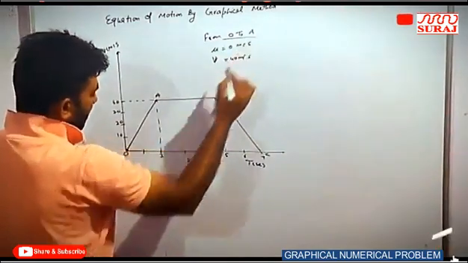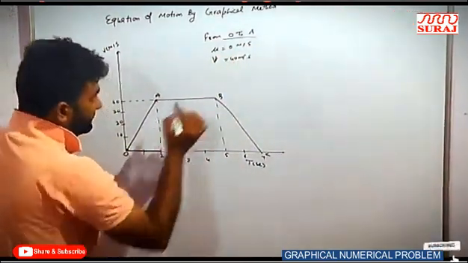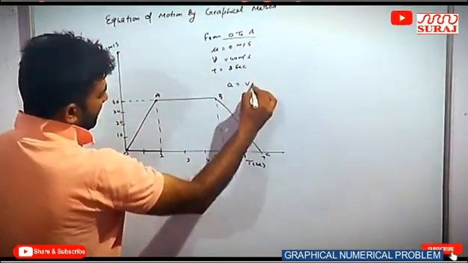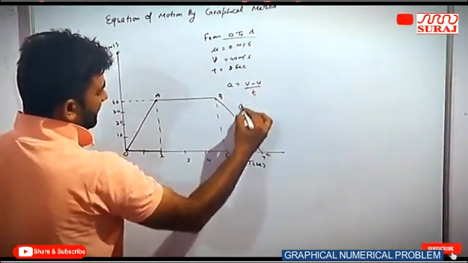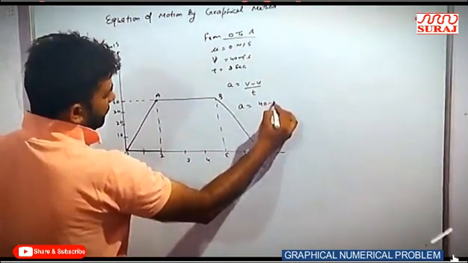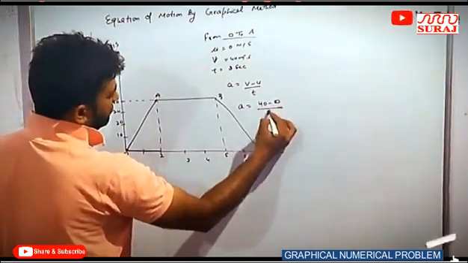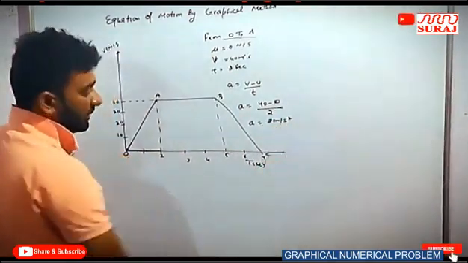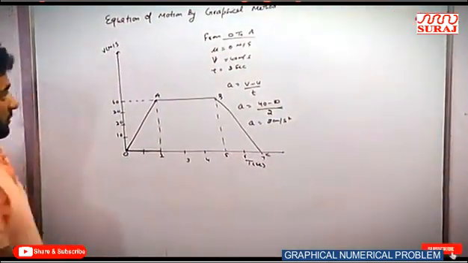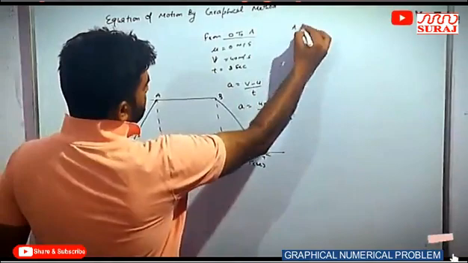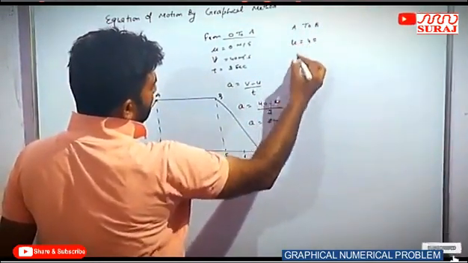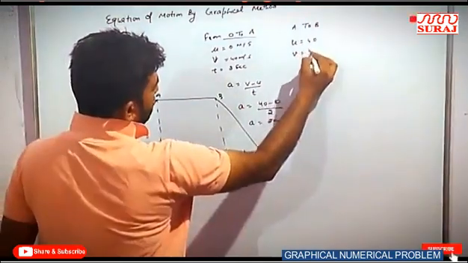So O is the initial point, so initial velocity is 0, A is the final point, so v is equal to 40 meter per second. From O to A taking 2 seconds, so time is equal to 2 seconds. So acceleration is equal to v minus u by t, so a is equal to 40 minus 0 by 2, a is equal to 20 meter per second square.